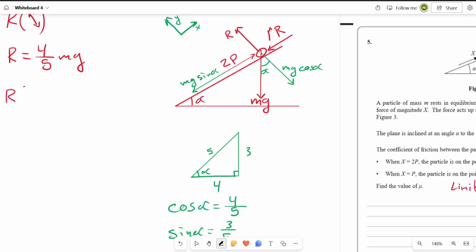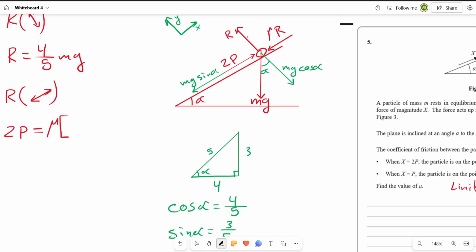Now let's resolve in the direction that is parallel to the slope. Again, acceleration in that direction is 0. So I'm going to say that the forces up the slope are going to equal the forces down the slope. So the force that's up the slope is 2p. Any other force up the slope? No. So this is going to equal the forces down the slope, which is going to be mu times R. Instead of R, I can use 4 over 5 mg. I got that from the first equation.